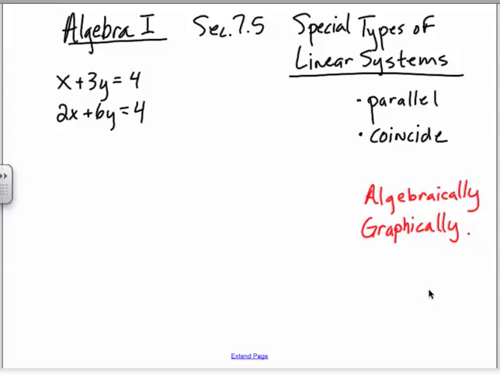Sometimes we might have lines that when we graph them they're parallel, they have the same slope, and you guys know that the definition of parallel means that they will never intersect. Okay, and if they never intersect, that means they have no solution.